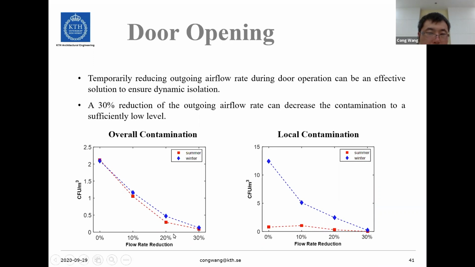So for overall contamination at 30% reduction rate, the overall contamination is about 0.1 CFU per cubic meter. And for the local contamination, under both summer and winter conditions, it's even less than 0.1 CFU per cubic meter. So this tells us that temporarily reducing the outgoing airflow rate during the operation can be an effective solution to ensure dynamic isolation.